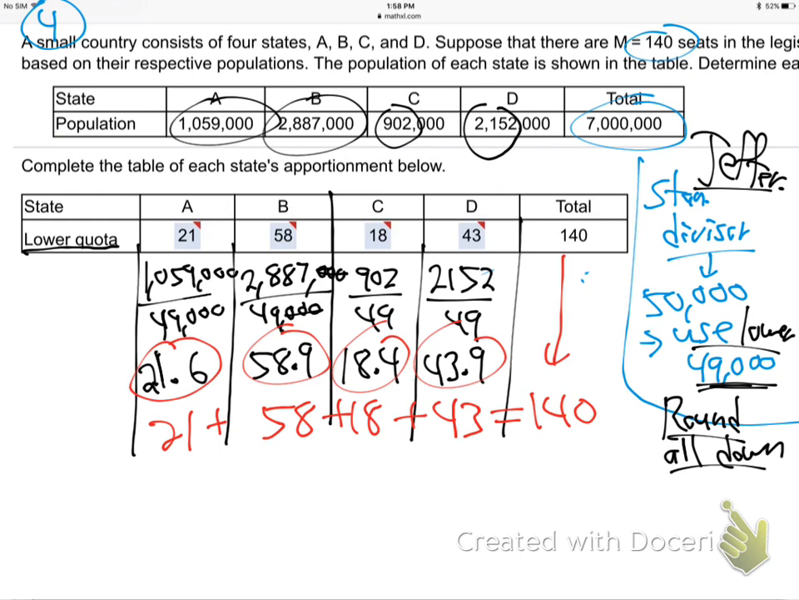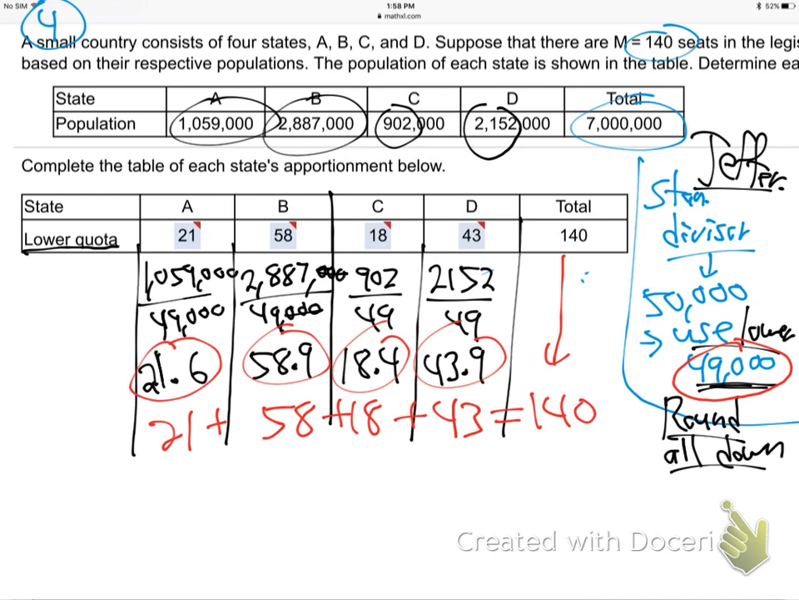And then you've got to go back and change this 49,000 and try to raise it or lower it to get it to all work out just right. And it gets really tedious sometimes. This one was super clean and nice. It just worked out right away. Does that make sense? That's Jefferson's method.